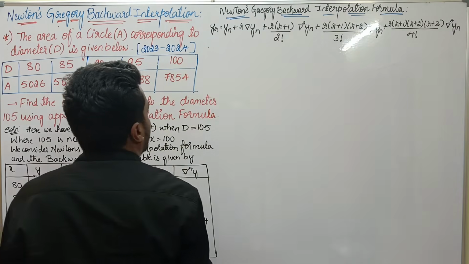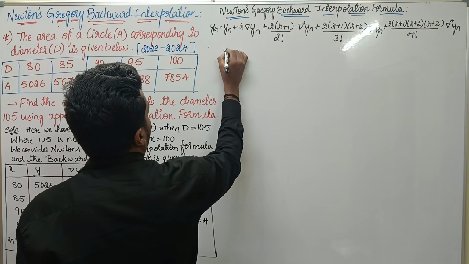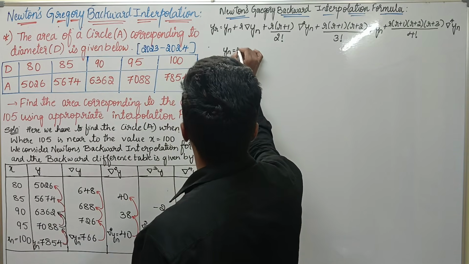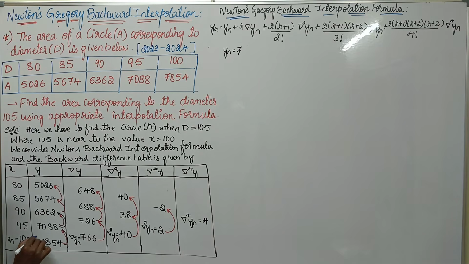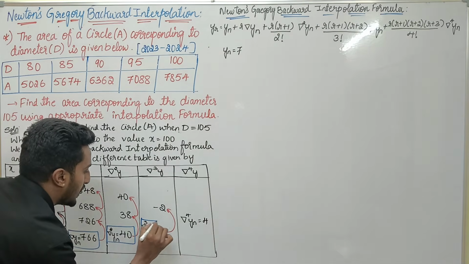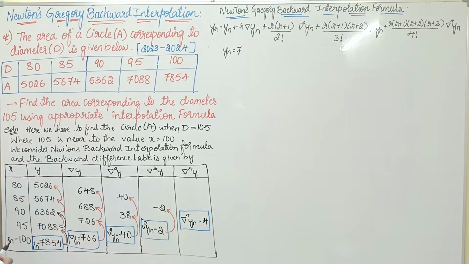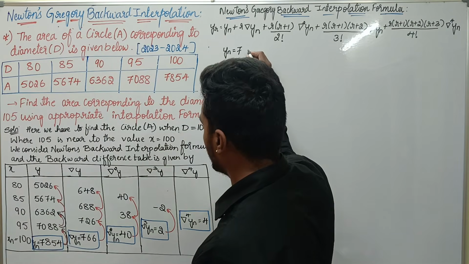Okay, now let us consider the values. What are the values? The required values are, let us represent the given. What is yn? This is our yn. Next we have backward yn, next backward square yn, next backward cube yn, and the last we have backward power of 4 of yn.